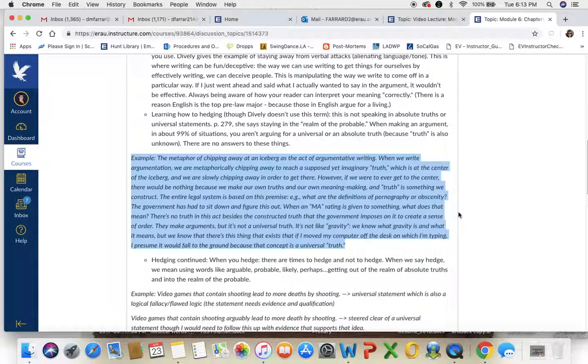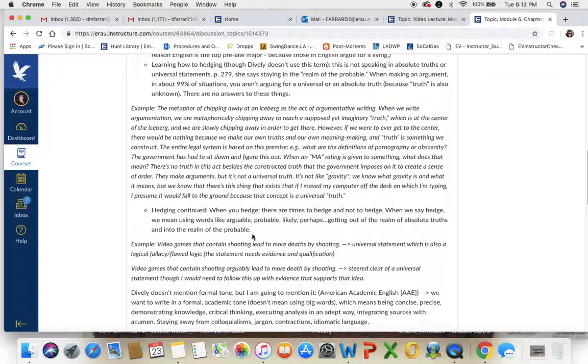But these federal government definitions of pornography and obscenity are not universal truths, right? It's not like something like gravity. We know that this concept exists, we just happen to call it gravity. If I were to move my computer off the desk, I would presume that it would fall to the ground, because that is a universal truth. And then I can continue this conversation of hedging. When you hedge, there are times to hedge and times not to hedge.